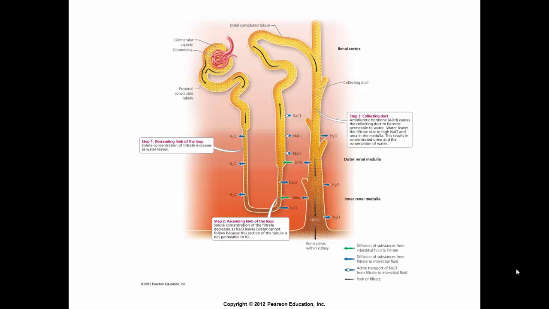And in the collecting duct, the antidiuretic hormone that we spoke about in chapter 10 causes the collecting duct to become permeable to water. Water leaves the filtrate due to the high sodium chloride and urea in the medulla, and this results in concentrated urine and the conservation of water. So this is the region of the collecting duct in which the antidiuretic hormone aids in maintaining water conservation.